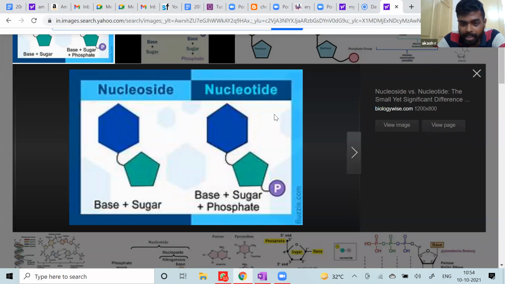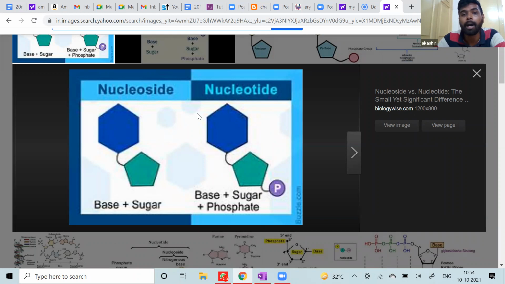Now you see here also there's a nucleoside. There is this base and this sugar forming a bond. Now, if you attach a phosphate, that is PO4 3-, to this, then it becomes a nucleotide. Base plus sugar is a nucleoside. Base plus sugar plus phosphate becomes a nucleotide.